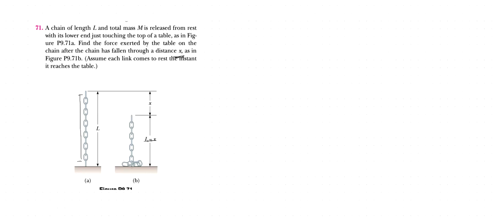Now, to solve this problem, the first thing I will introduce is what is called the linear mass density. I'm going to call it lambda. We're talking about a chain which is a homogeneous object, and its linear mass density is mass divided by the length of the chain, the total mass divided by total length.